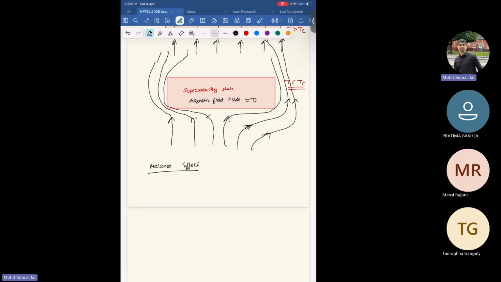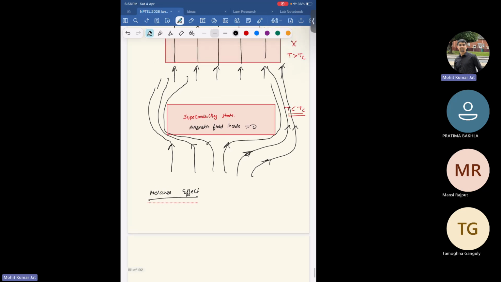It is named after the person who discovered it. I think it was a scientist named Walter Meissner. I don't know, you can check the name. And of course, some bit of the magnetic field does penetrate. Some bit of it penetrates, and there is the penetration length. All those things are there if you go into the details of this.